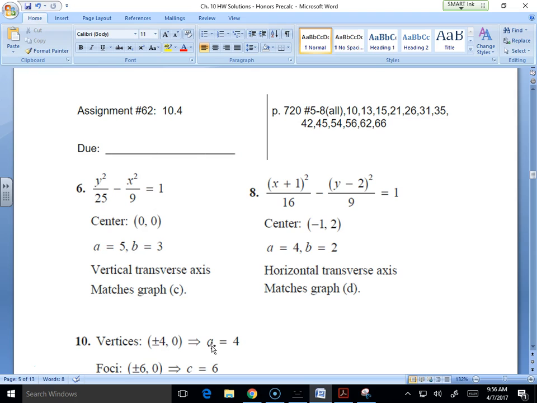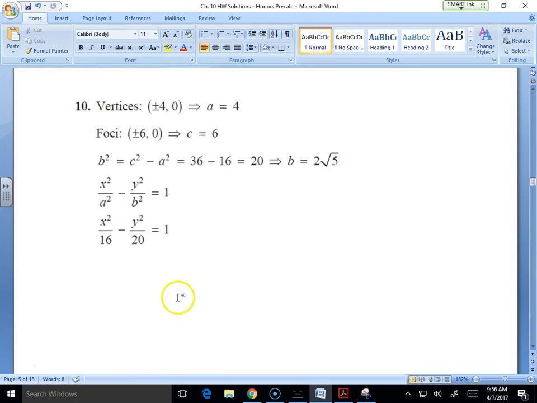Number 6 is C. Number 8 is D. Number 10: the final equation is x squared over 16 minus y squared over 20. I guess you could have written b, but b is a nasty number once you square root it. But remember, guys, if we want b squared, do we have to do that and then square it, or can we just steal the b squared? Yeah, we just steal b squared. Makes life a little bit easier, huh?